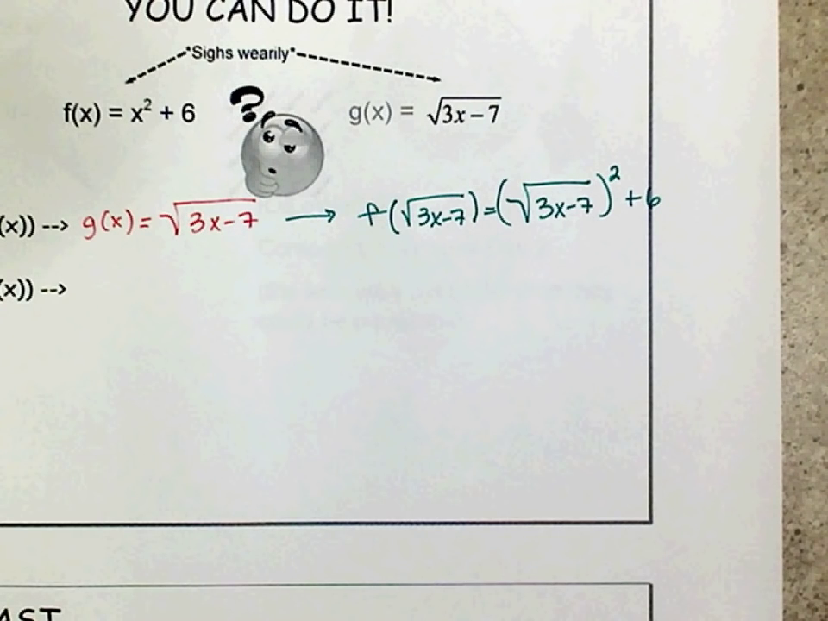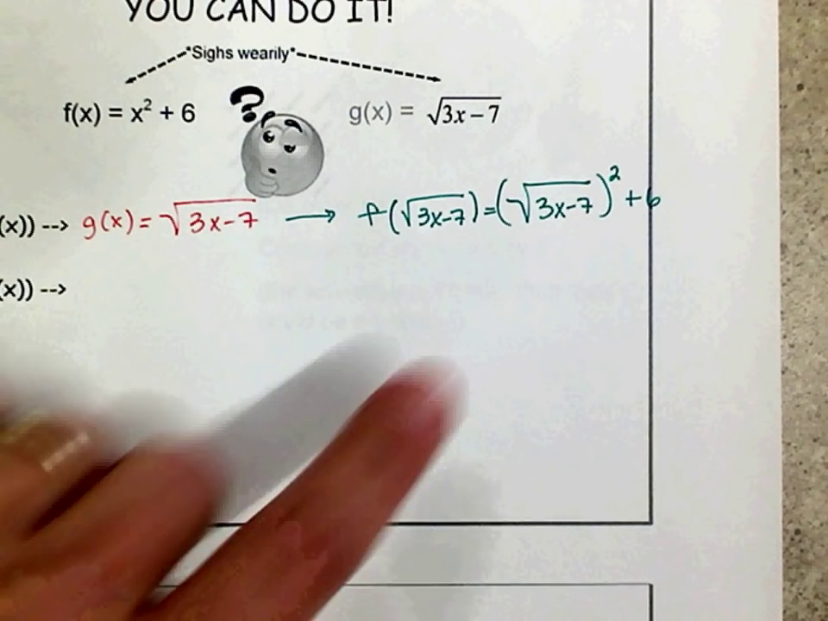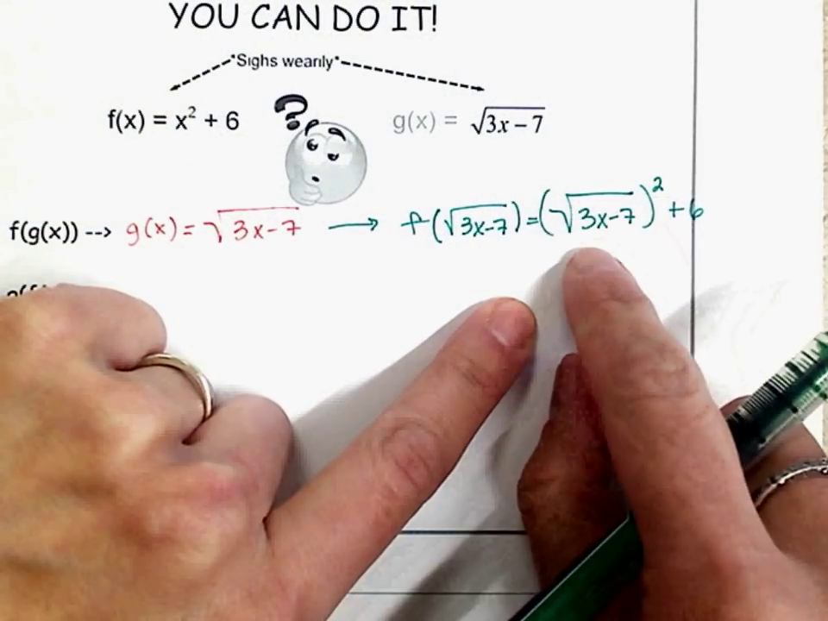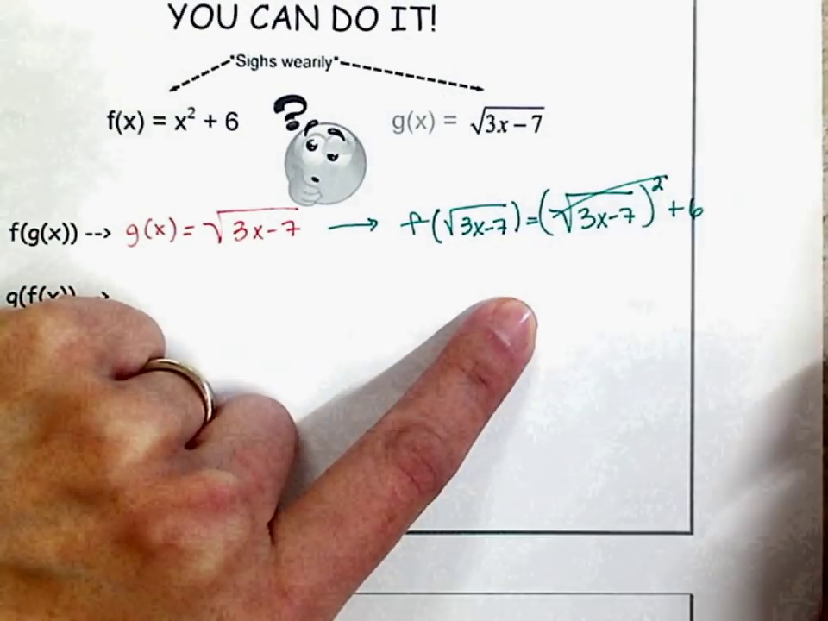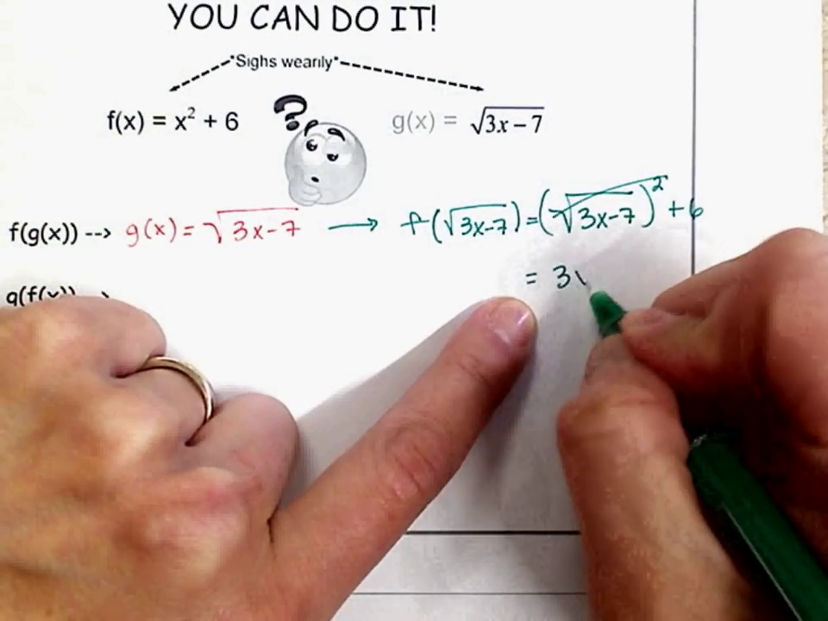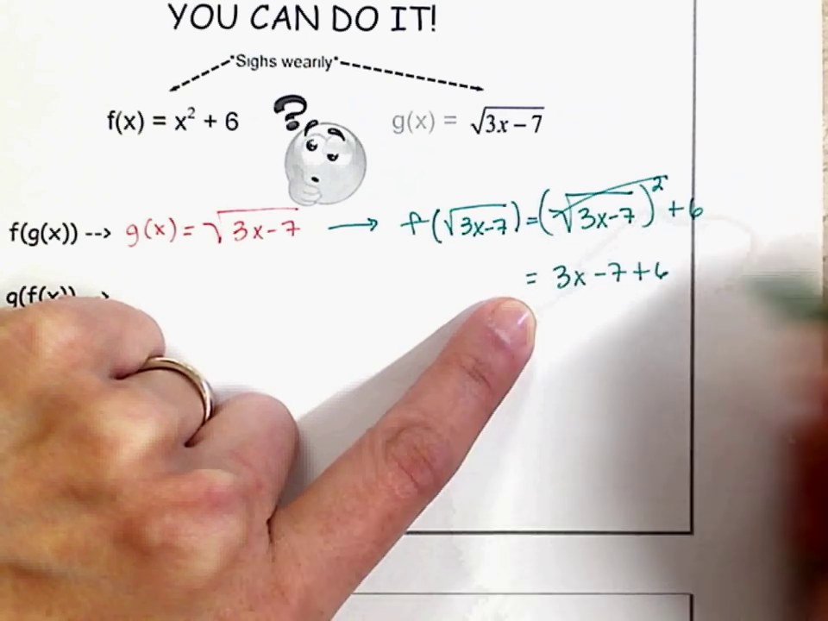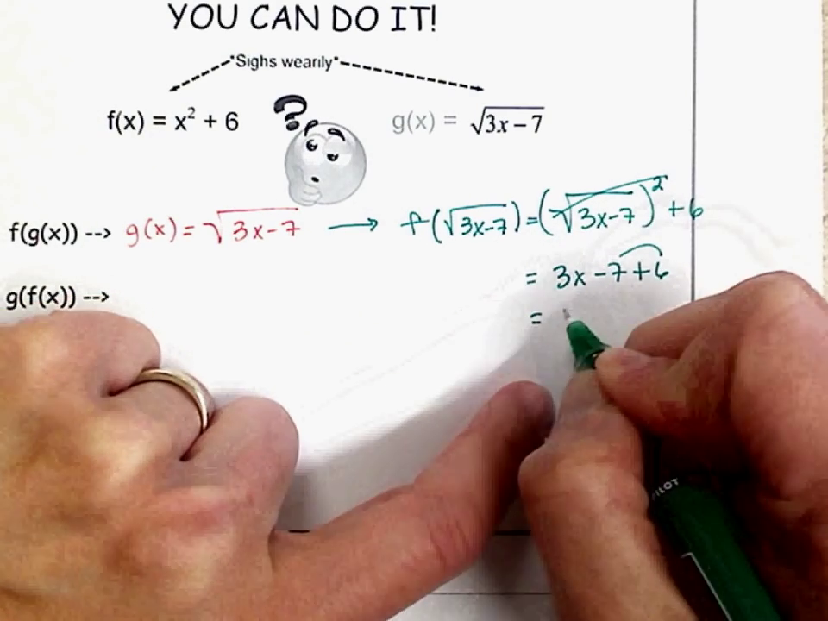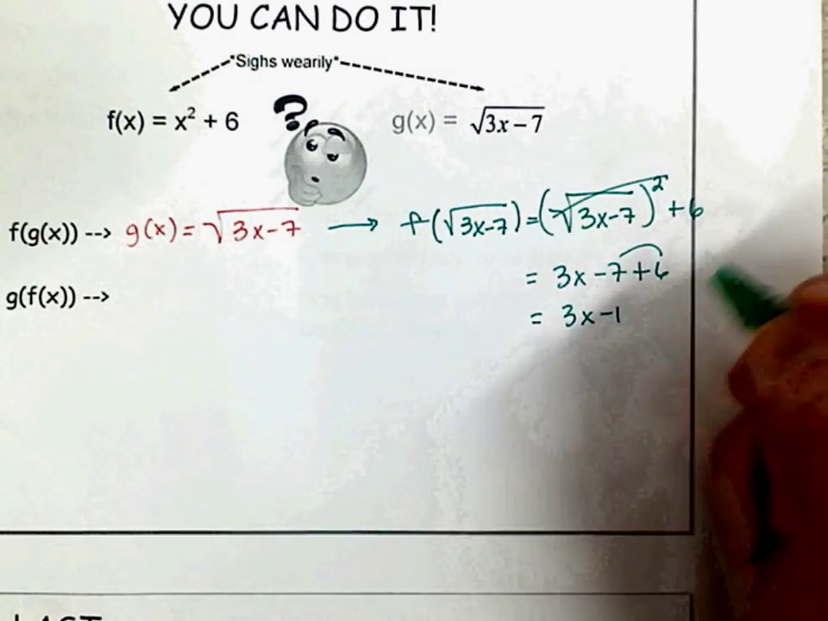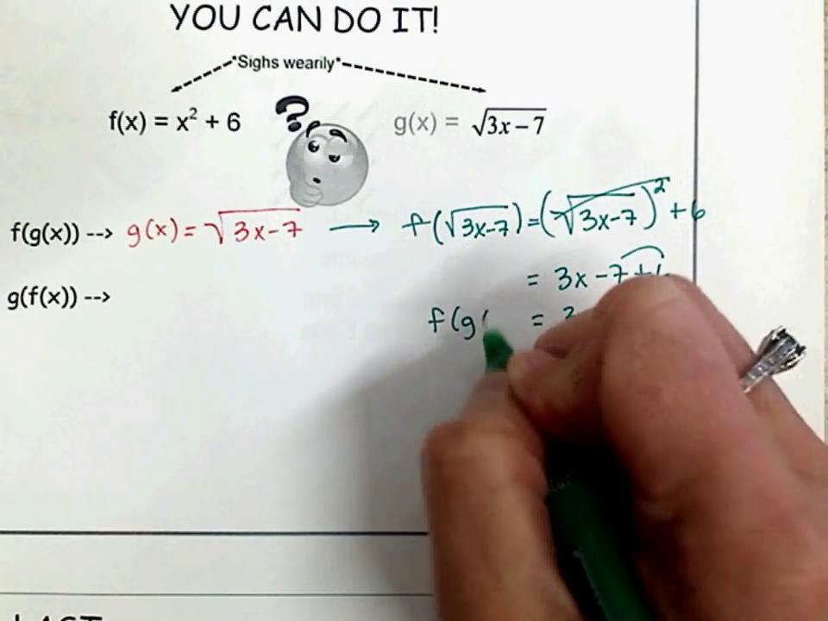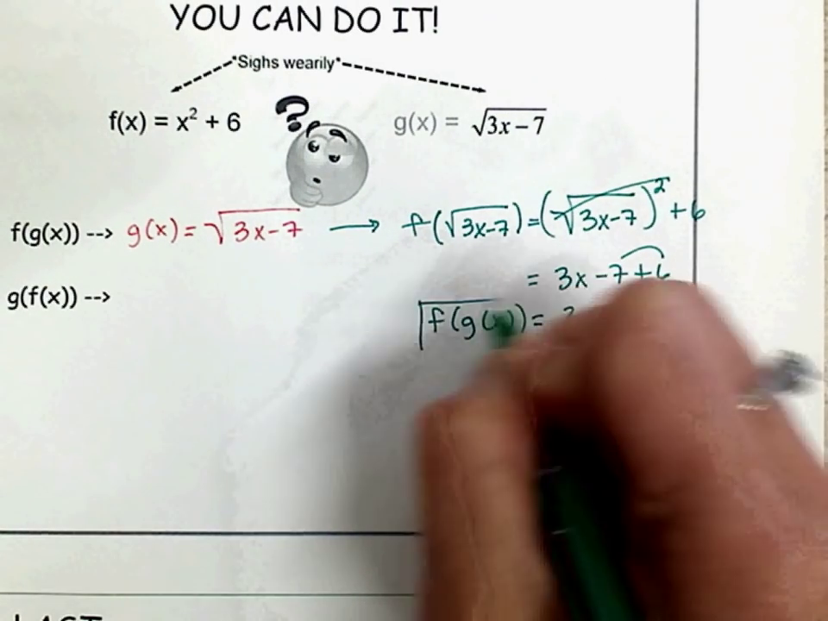Anytime you have a square, when you square something, these guys actually cancel. So now all you have left is 3x minus 7 plus 6. Combine your like terms, so 3x minus 1. So there's your f of g of x. By the way, write this so I know which one you're doing. Okay, guys?